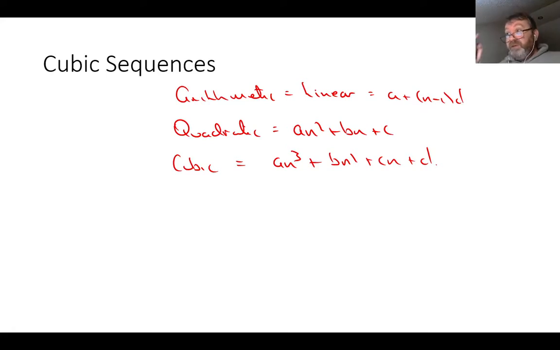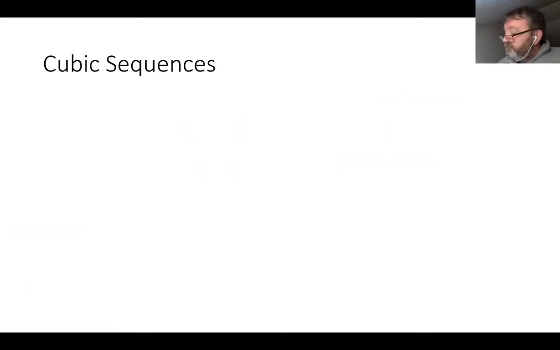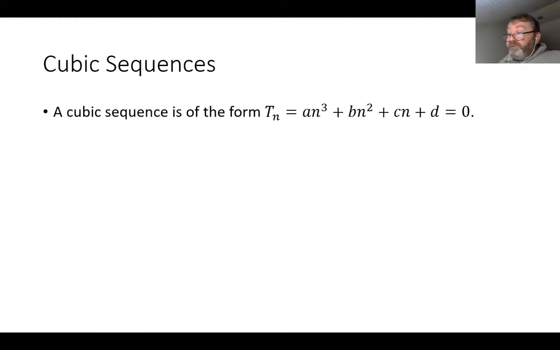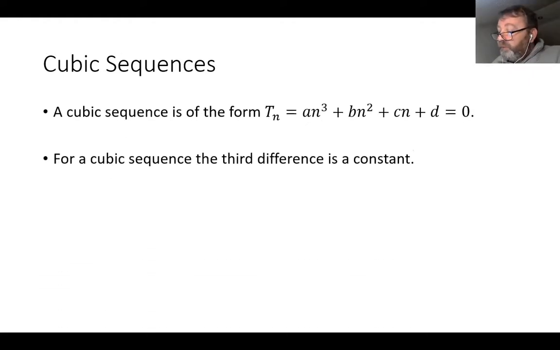So you basically take the level on which the constant difference falls out as being the order of the sequence. If it's a first level, then it's linear. If it's a second level difference, then it is a quadratic. If it's a third level difference, then it is a cubic sequence. And that's what I'm just saying here, a cubic sequence has the general term formula a n cubed plus b n squared plus c n plus d. For a cubic sequence, the third difference is a constant.